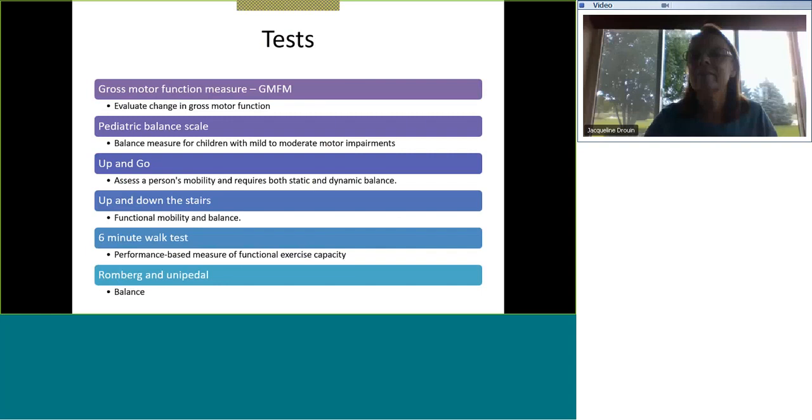The up and go for mobility and balance, up and down the stairs for functional mobility and balance, and the 6-minute walk test for functional exercise capacity. And finally, we use the Romberg and unipedal test for static balance. We try to apply all of these when the child is referred to physical therapy, but most of the time we're unable to due to severe motor impairments or even because the child refuses to do so. However, it is a good tool to have once you want to publish something regarding physical therapy intervention.